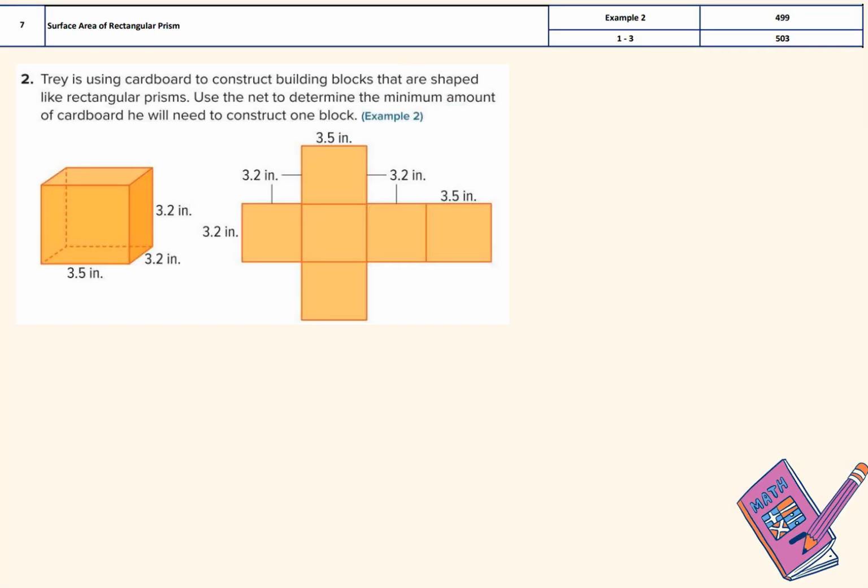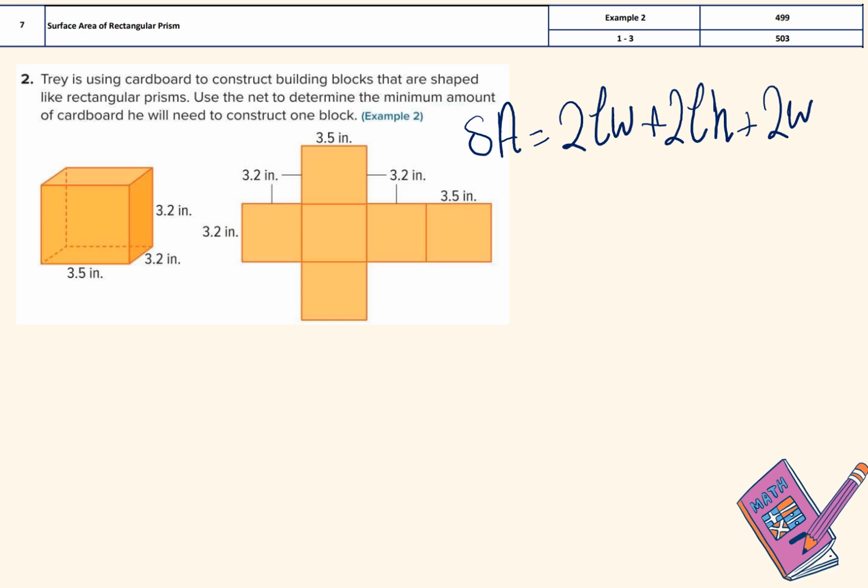Now let's solve the questions about surface area of rectangular prism. Trey is using cardboard to construct building blocks that are shaped like rectangular prisms. Use the net to determine the minimum amount of cardboard he will need to construct one block. Well, in this question, we need to find the surface area. The easiest way to find the surface area is to use that formula. Surface area equals 2 times length times width plus 2 times length times height plus 2 times width times height.